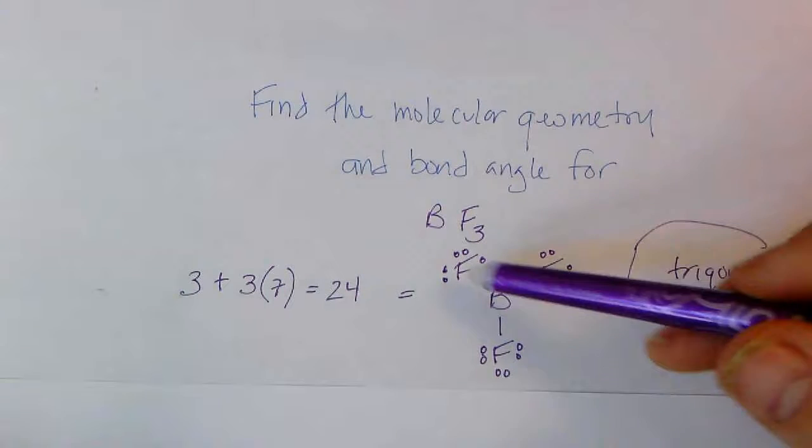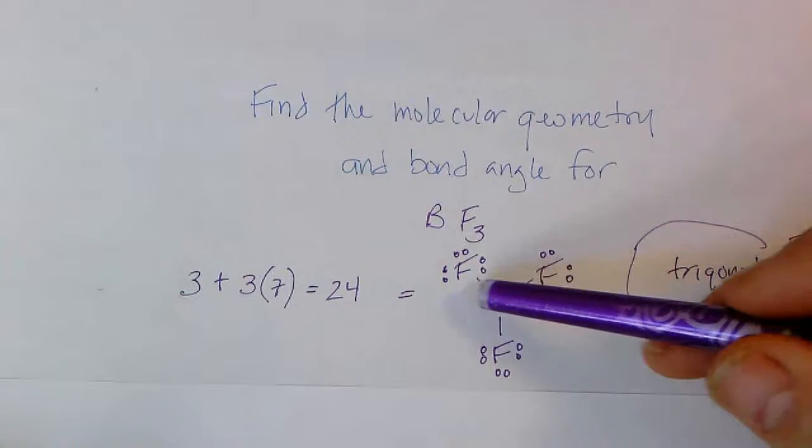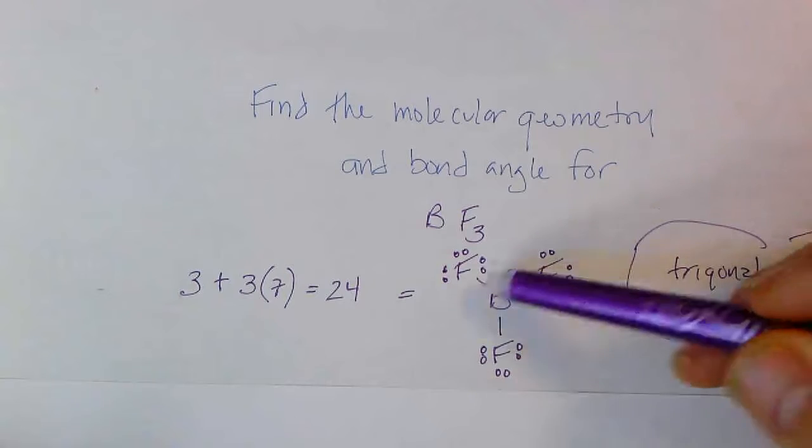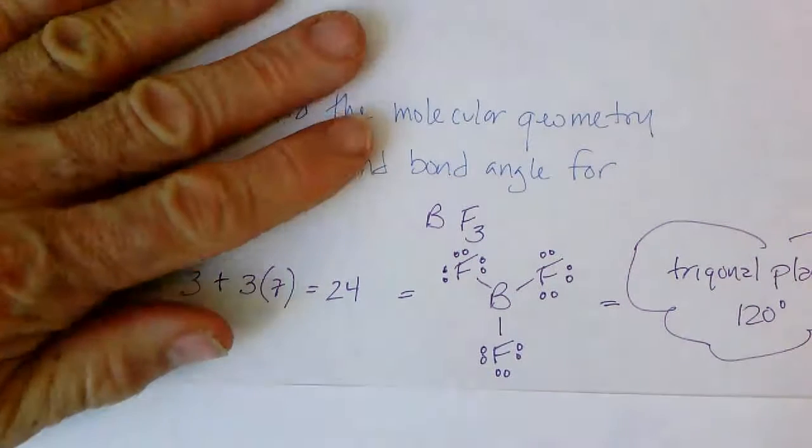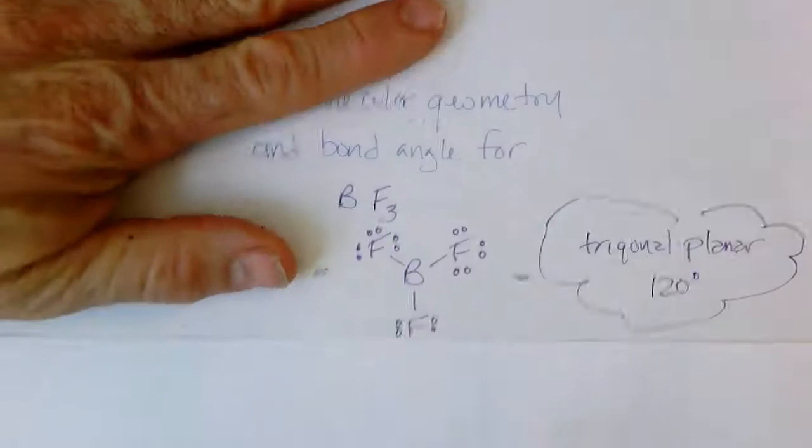And the final answer is if these spread out as much as possible, you'll have 120-degree bond angles and the whole thing will be flat. Trigonal planar, 120 degrees. Next one.